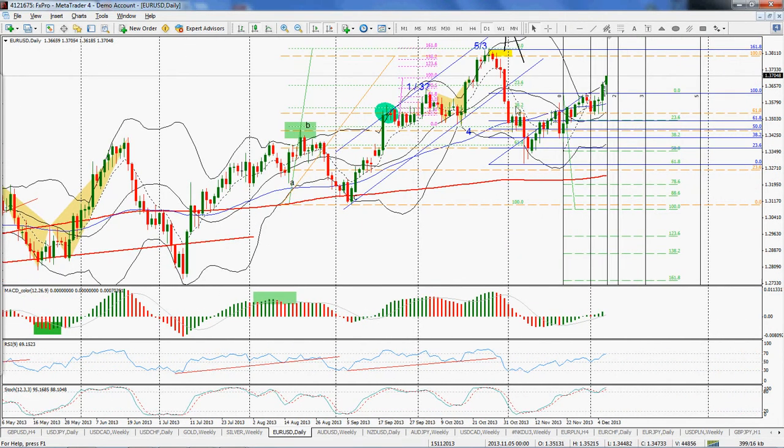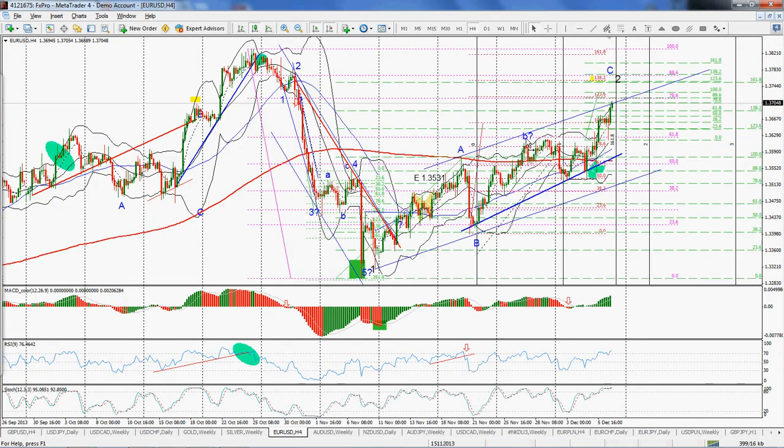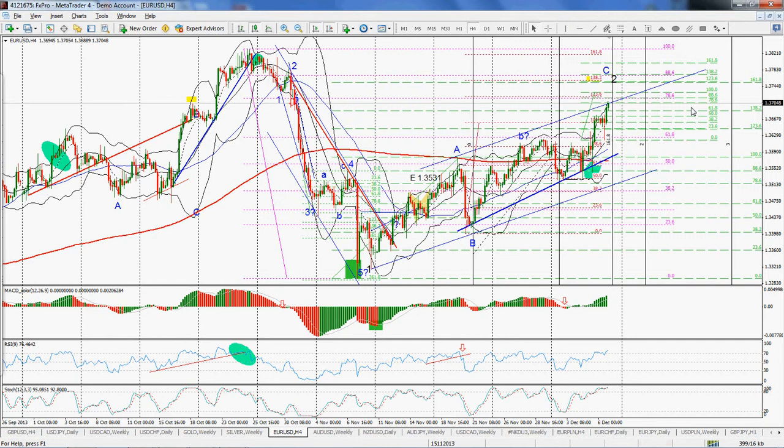Let's assume this is an impulse. Then we should have an A, B and C correction. If you check the chart, the C wave typically ends at 138.2 of the length of the A leg. So if you measure this distance from here up to here, and you move it, this is these red Fibo levels. So you can check it now.